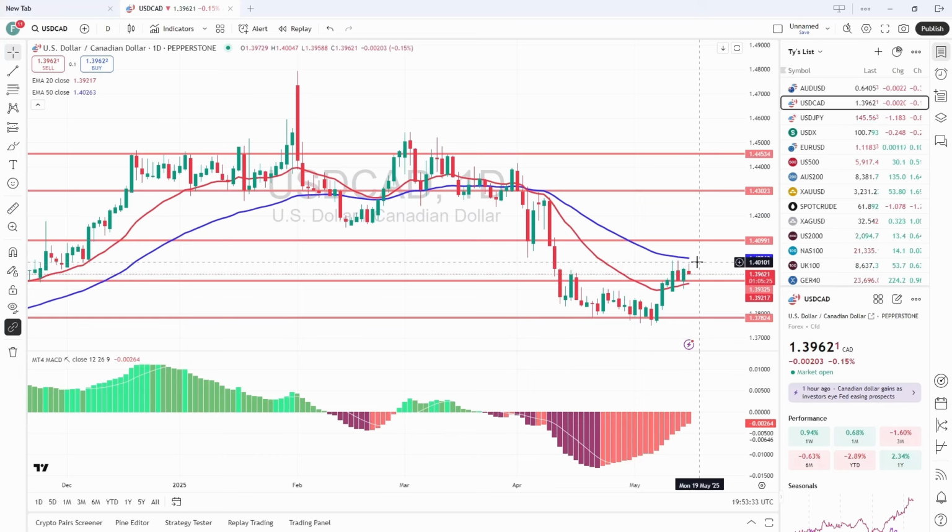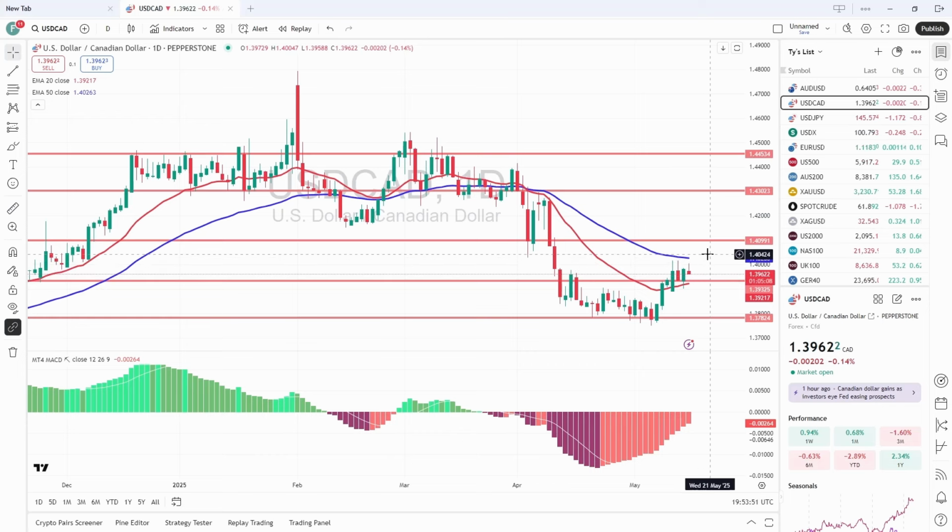We've had 3 rejection wicks off that level this week alone, and each time it has pulled back, but it's only pulled back about 20 or 30 pips. So we're going to be very mindful of that. The pullbacks aren't very heavy, and it's probably more than likely just finding a bit of a base here. I would be very keen on this one to break these highs.